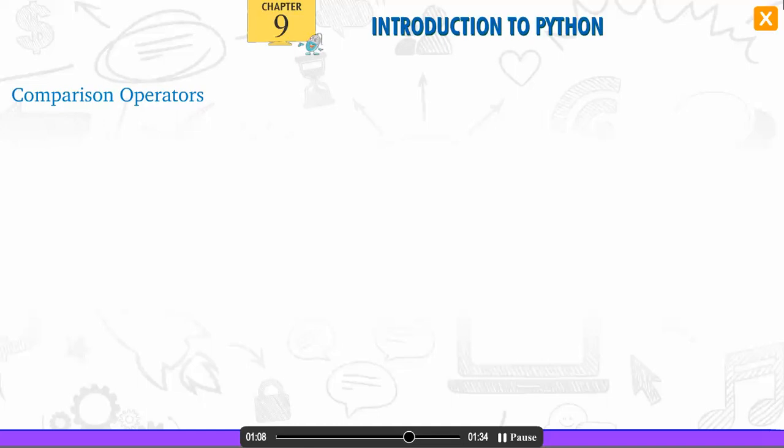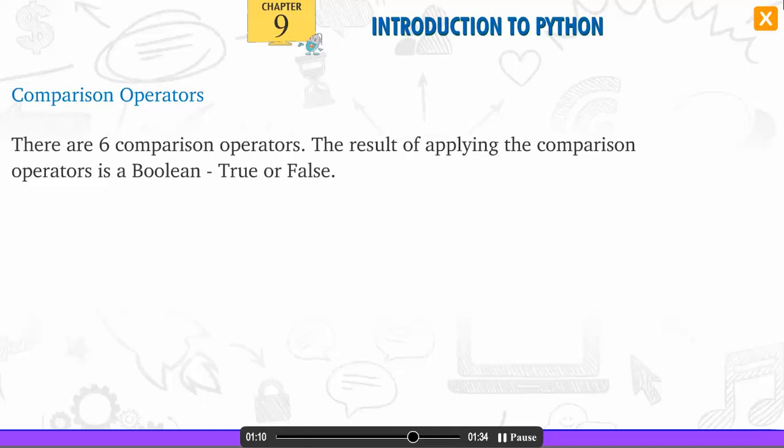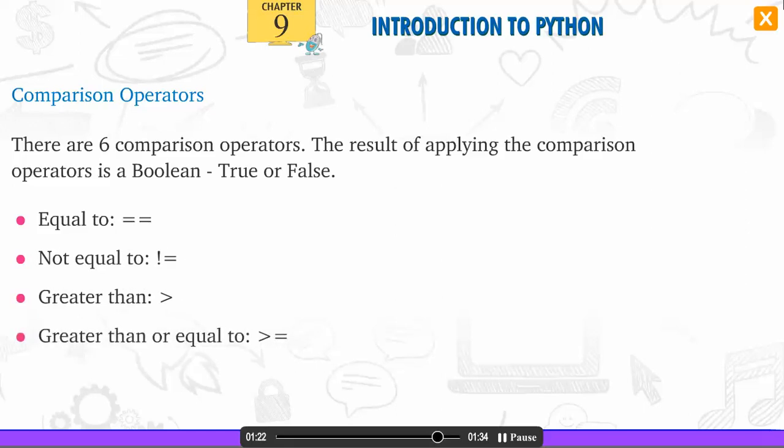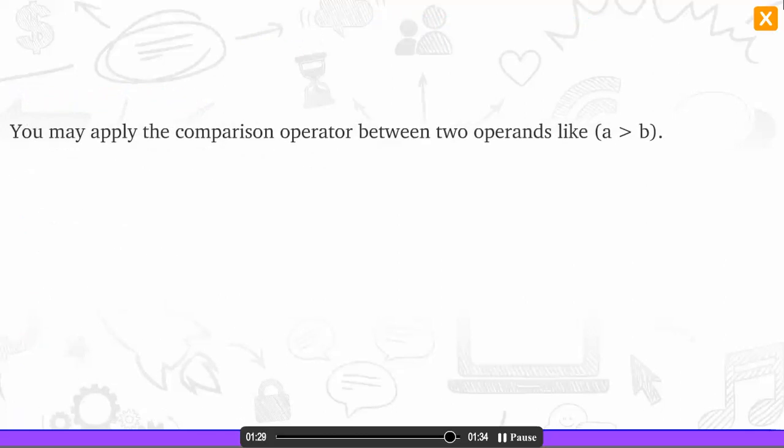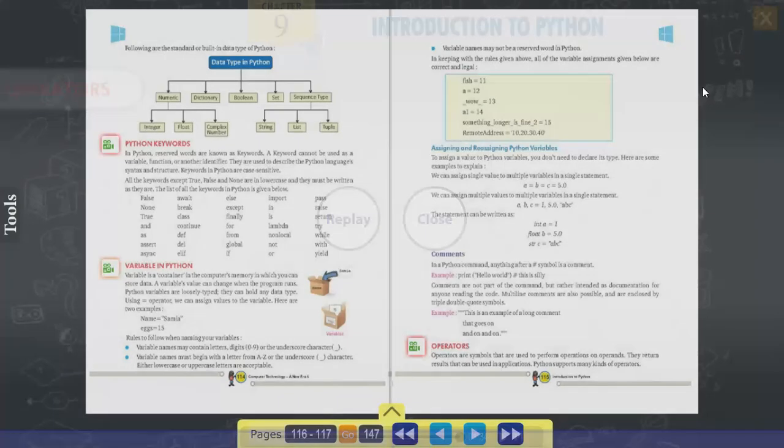Comparison operators. There are 6 comparison operators. The result of applying the comparison operators is a Boolean, true or false: equal to, not equal to, greater than, less than, greater than or equal to, less than or equal to. You may apply the comparison operator between two operands, like A greater than B in brackets.